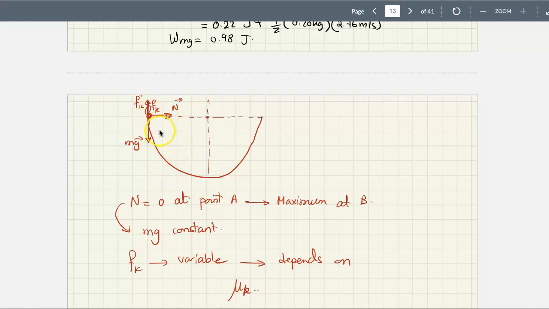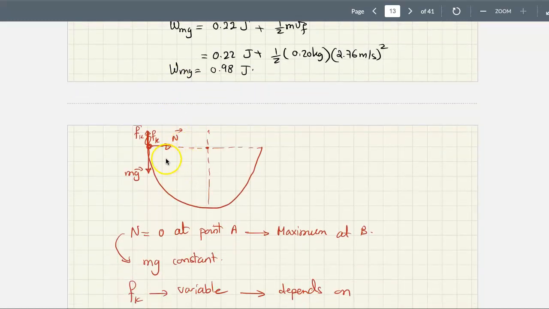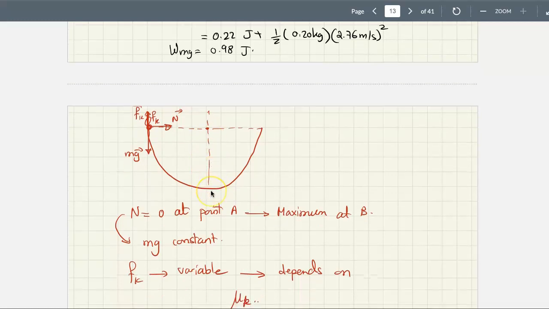At point A, it's not gonna be at any point. I said at A it is gonna be 0, and then it is gonna be the maximum at B, because when you look here, it is gonna be this way. The stone is gonna be here, or the rock is gonna be here. Then the maximum is gonna be here.